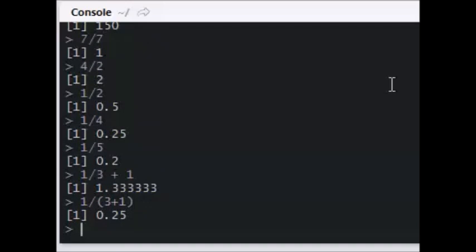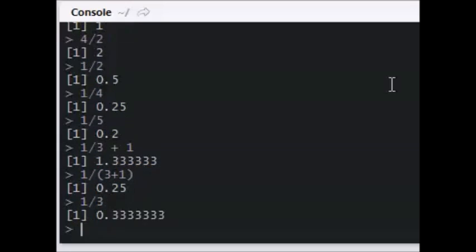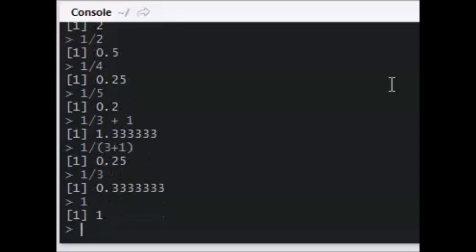The reason for that is the first operation is 1 divided by 3, which is 0.33, plus 1. So we get 1.33. The second one is taking 1 divided by 3 plus 1, which is 1 divided by 4, and producing 0.25. Okay?